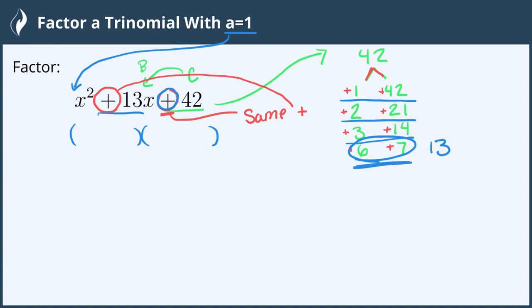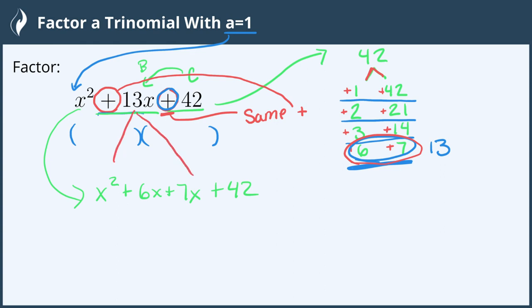So that tells me that I have now found my factors that will replace the middle term. So instead of x squared plus 13x, we can rewrite this as x squared plus 6x plus 7x plus 42, using the two factors that we found to replace the 13x with 6x plus 7x. Now that we have it rewritten as a polynomial with 4 terms, we can factor by grouping like we did previously.